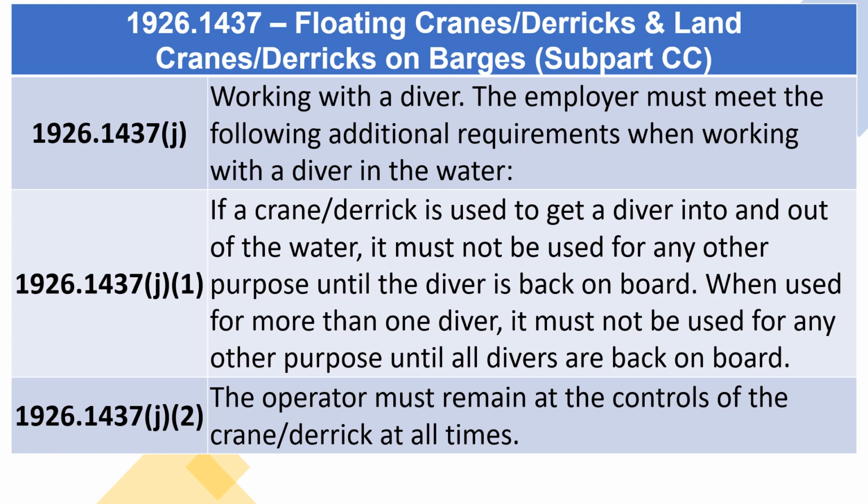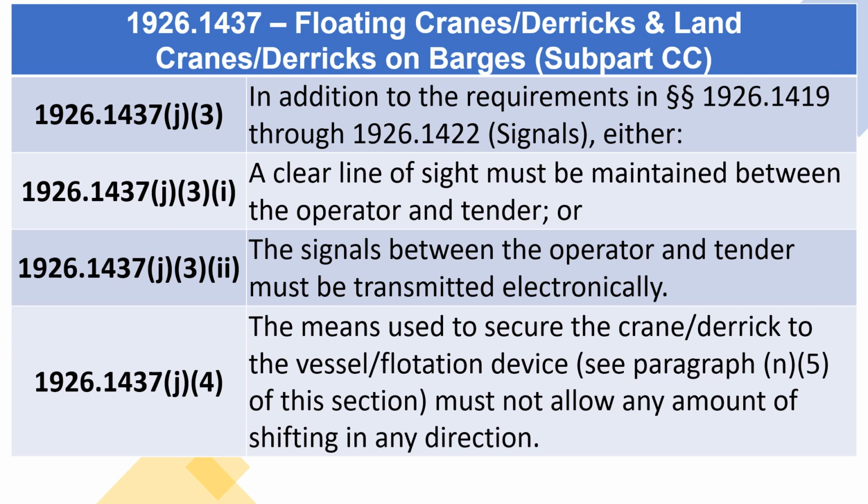1926.1437(J)(2). The operator must remain at the controls of the crane/derrick at all times. 1926.1437(J)(3). In addition to the requirements in sections 1926.1419 through 1926.1422, signals, either 1926.1437(J)(3)(i) or (J)(3)(ii), a clear line of sight must be maintained between the operator and tender, or the signals between the operator and tender must be transmitted electronically.